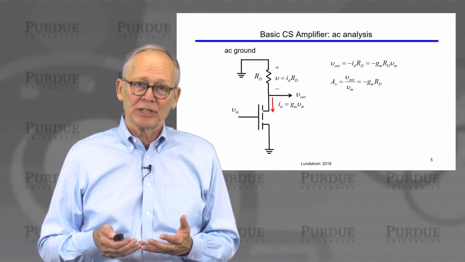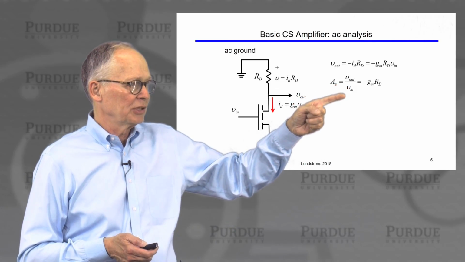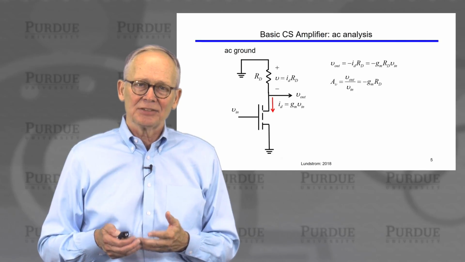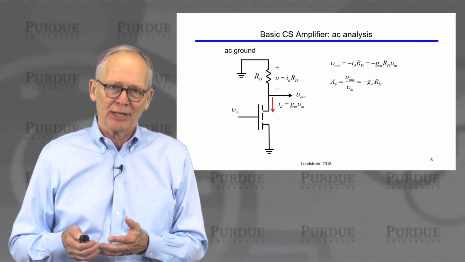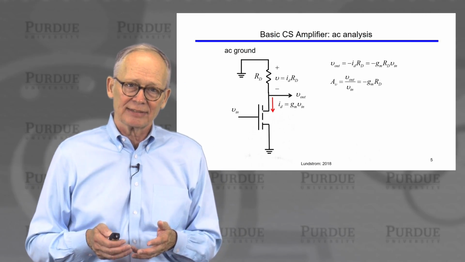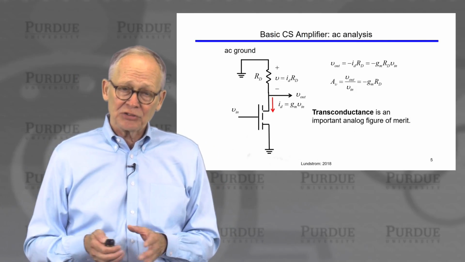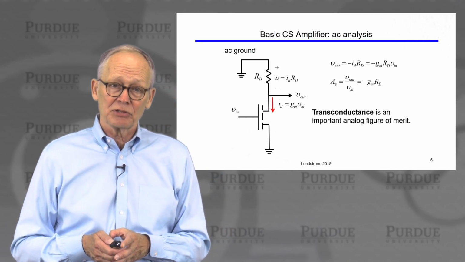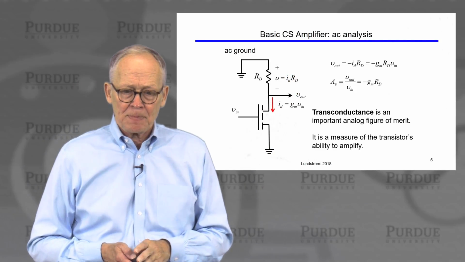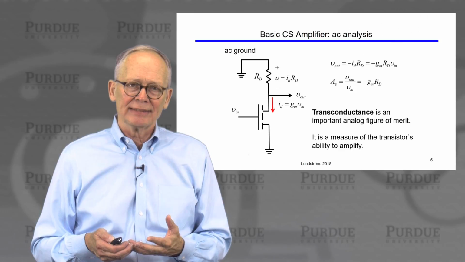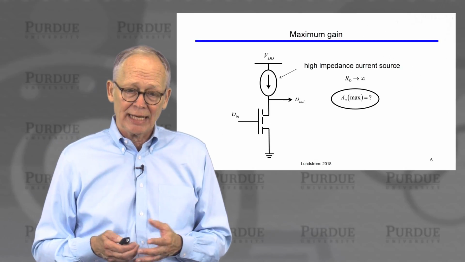I'm going to be interested in the voltage gain. How much bigger is the output voltage than the input voltage? So I'll just take the ratio of the output voltage to the input voltage, and you can see it's minus gm RD. The minus sign means that there's a 180 degrees phase shift between input and output, but the magnitude is determined by the transconductance times this resistor in the drain itself. So transconductance is a very important figure of merit for a transistor because it tells us how much amplification we can get out of a circuit like this. It's a measure of the ability of the transistor to amplify a signal. So it's a key parameter for an analog application.